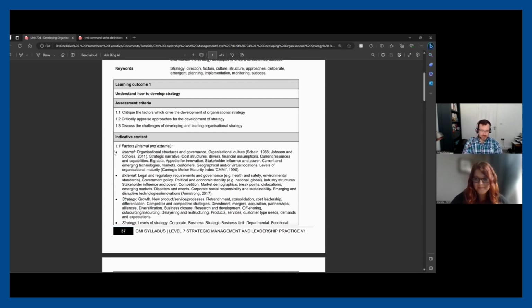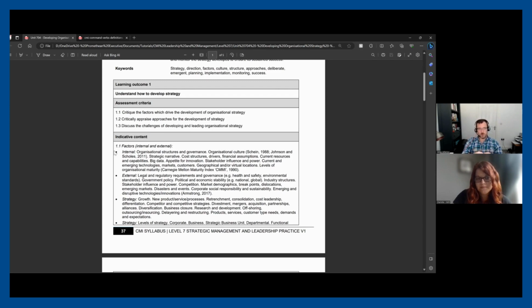1.3, discuss the challenges then of developing and leading organizational strategy. Here, this discusses the command verb. So you could potentially, if you haven't already, bring a bit of lived experience into this just to enrich and illustrate your answer a little bit. But we're going to focus on what gets in the way of developing and leading organizational strategy as you've defined strategy, bearing in mind some of the approaches you've already critically appraised.